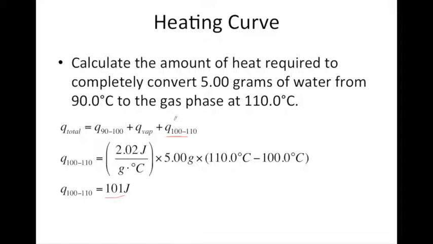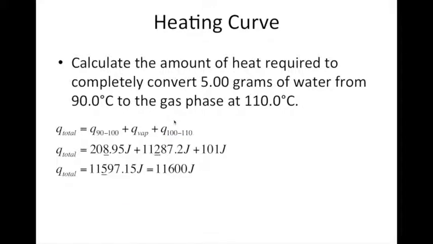So now I just add those three numbers together. I add the Q from 90 to 100 in the liquid phase, plus the Q, how much heat it takes to convert my 5 grams from liquid to steam to gas at constant temp, plus the amount of heat it takes to get the steam from 100 to 110. Add all those together, and when I round that to the correct number of sig figs, I get 11,600 and units of joules. And this is a positive value because I'm adding heat. If we were going the other way, we would end up with a negative value because heat would be released.